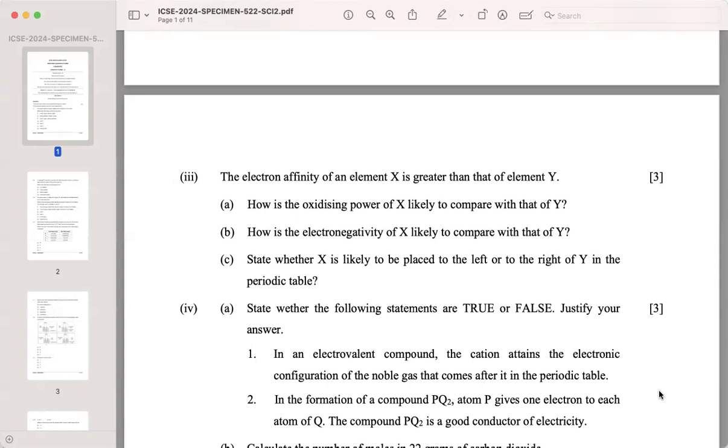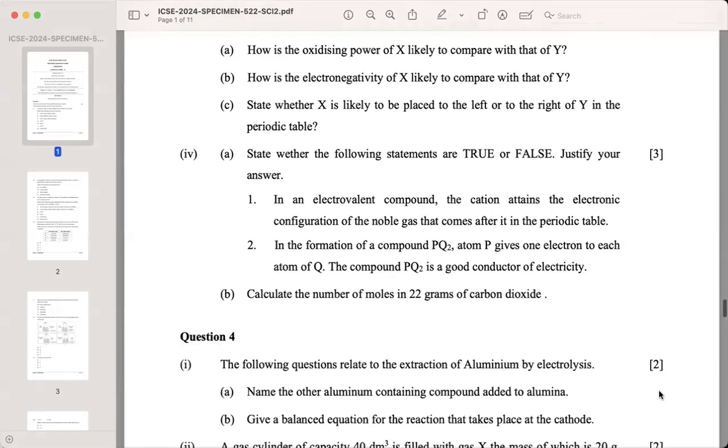Then the fourth part, A, state whether the following statements are true or false. Justify your answer. In the first case, in an electrovalent compound, the cation attains the electronic configuration of the noble gas that comes after it in the periodic table, it is false.